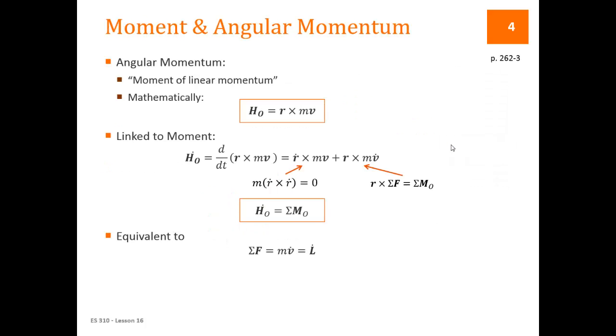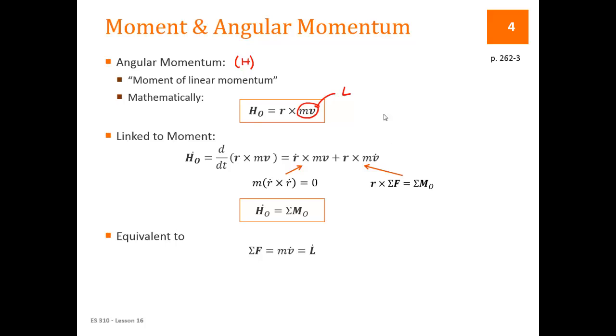So now let's look at moment and angular momentum. Angular momentum can be thought of as a moment of the linear momentum. So linear momentum is m times v. This is what we have been calling L. If we cross r with L, so r crossed with L gives us the angular momentum, which we're going to call H. All right, so r crossed L is equal to H.